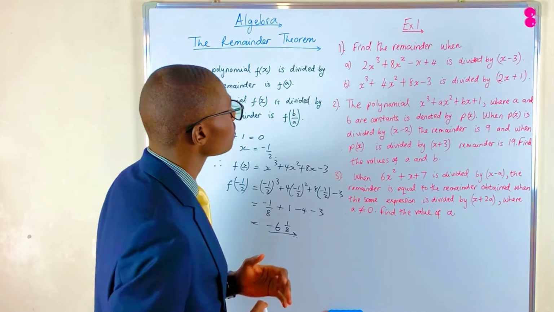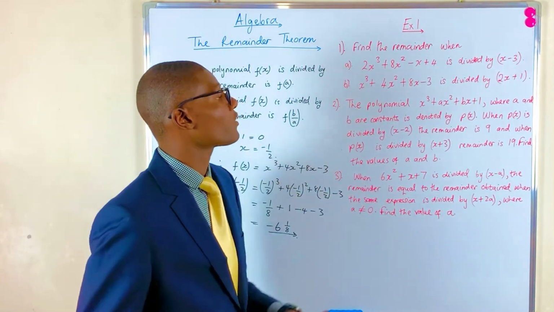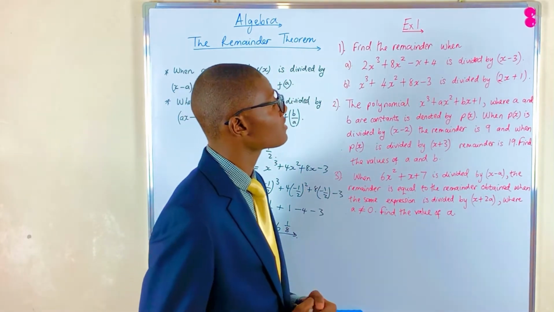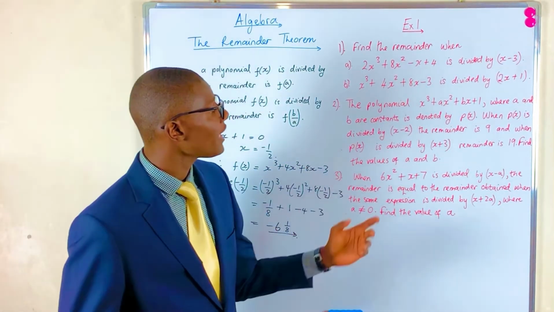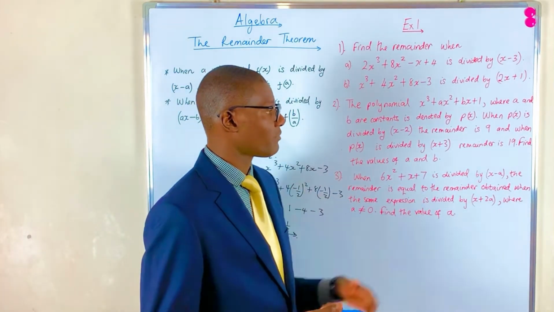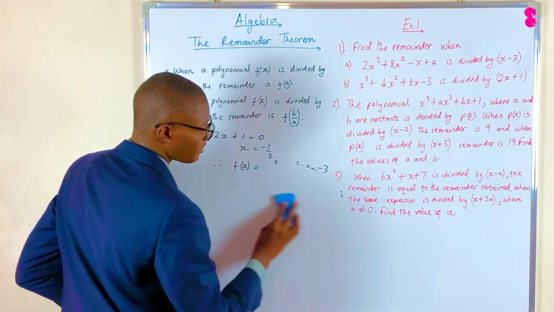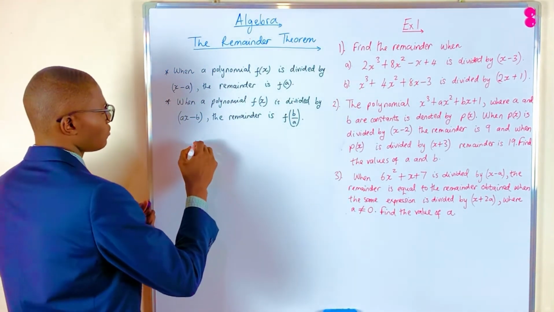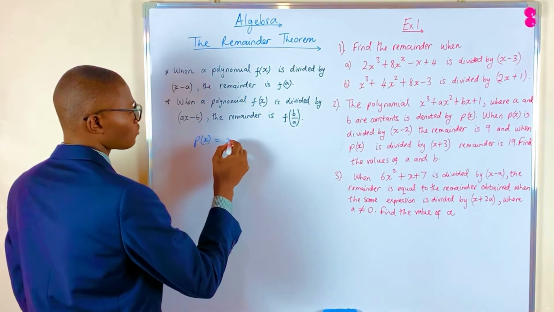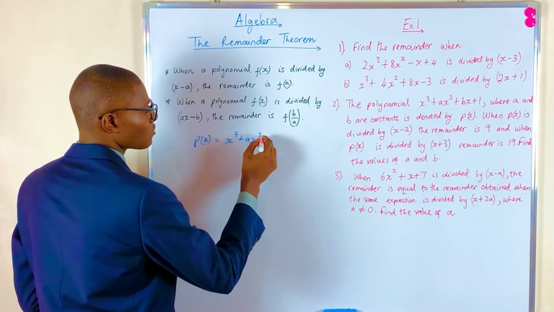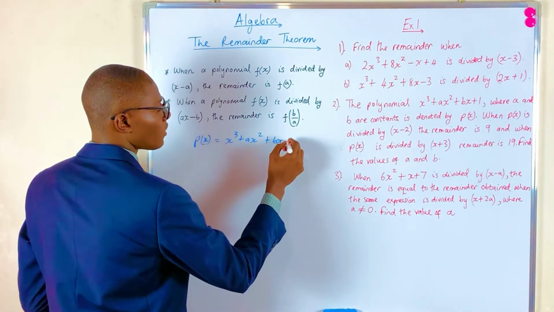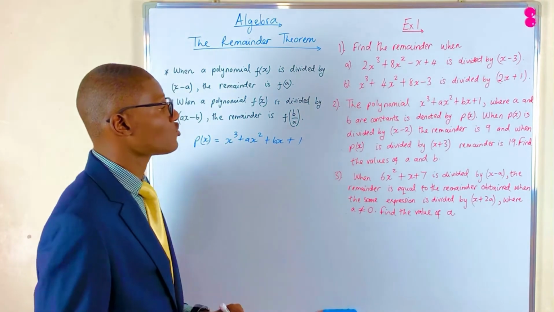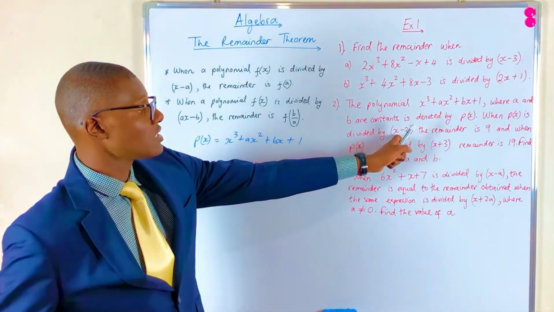Now let's move on to number 2. Number 2 says the polynomial 3x to the power of 3 plus ax squared plus bx plus 1, where a and b are constants, is denoted by p of x. So first step here, we write p of x being equal to 3x to the power of 3 plus ax squared plus bx plus 1. And then when p of x is divided by x minus 2, the remainder is 9. So here we see that our a is 2.